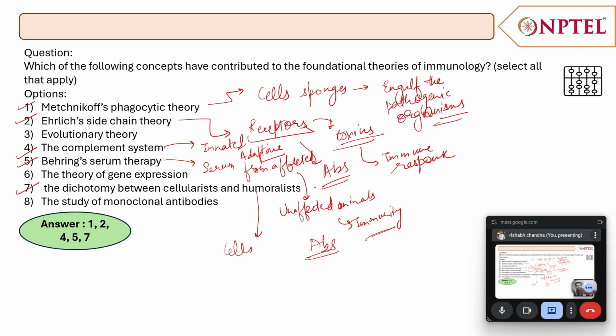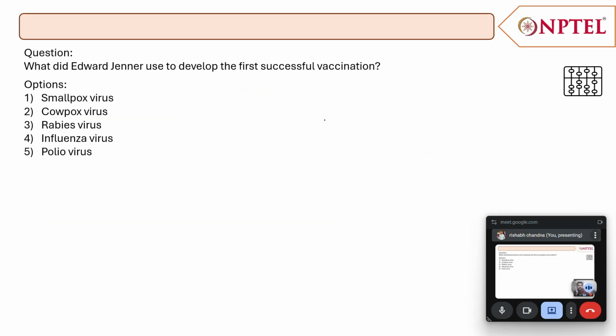Okay, so let's move on to the next question. What did Edward Jenner use to develop the first successful vaccination? So what can be the correct answer? So the correct answer is option B, that is cowpox virus.